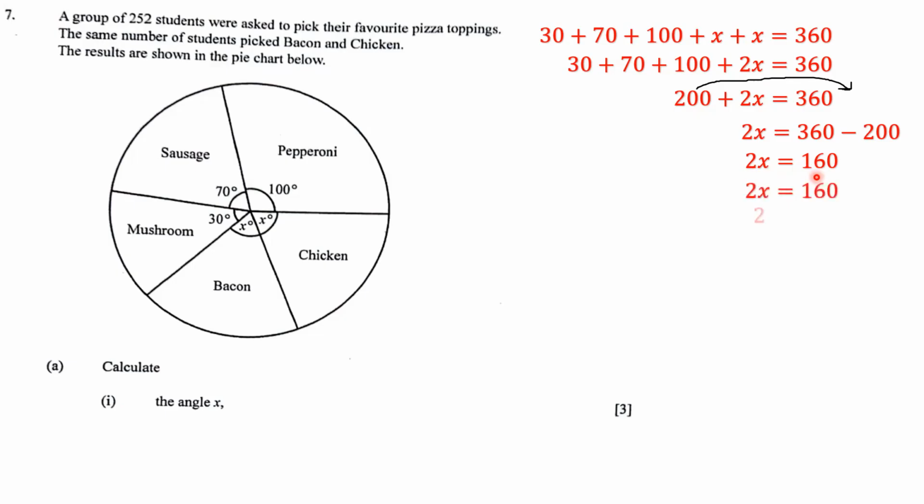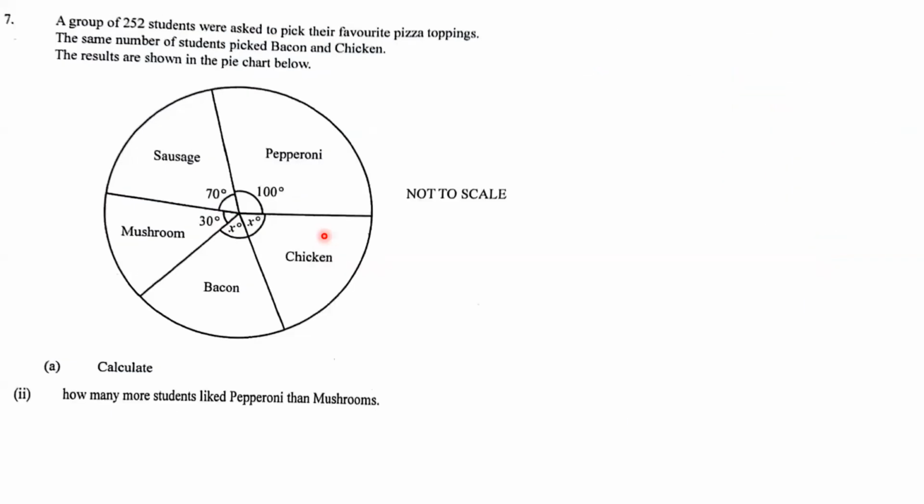And so we divide 2x by 2, and we cancel the 2 with this 2. And so we get that x is equal to 160 divided by 2. And 160 divided by 2 is definitely 80. So that means that x is equal to 80. That means that we have 80 students who picked bacon as their favorite pizza topping, and 80 students who picked chicken as their favorite pizza topping. All right, let's move on to the next question.